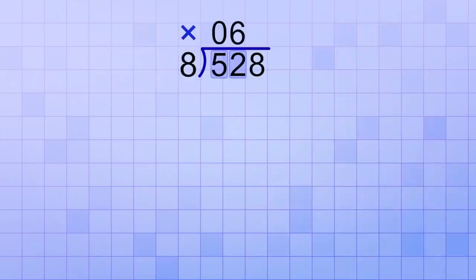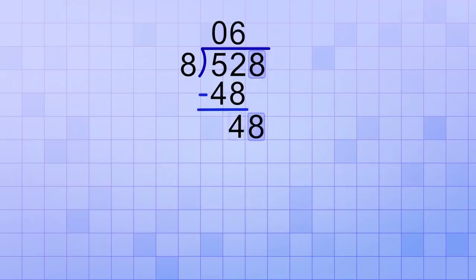So 6 times 8 equals 48, and then 52 minus 48 gives us a remainder of 4. Now we only have one digit left to divide, so we bring down a copy of it to combine with the remainder and ask how many 8's will make 48. We know the answer to that is 6 also. 6 times 8 is 48, which leaves no remainder. There, our answer is 66.